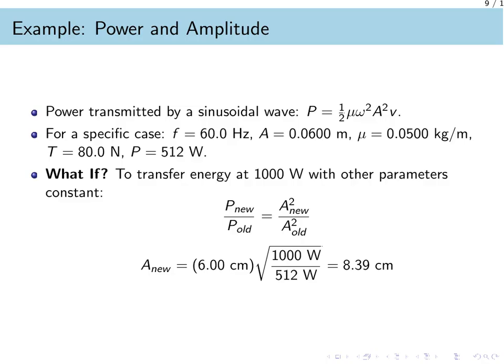If we want to increase the power transfer to 1000 watts, while keeping all other parameters constant, we look at the ratio of the new power to the old power. This ratio is equal to the square of the new amplitude divided by the square of the old amplitude. Solving for the new amplitude, we take the old amplitude of 6 centimeters and multiply it by the square root of the ratio of 1000 watts to 512 watts, resulting in a required amplitude of 8.39 centimeters.